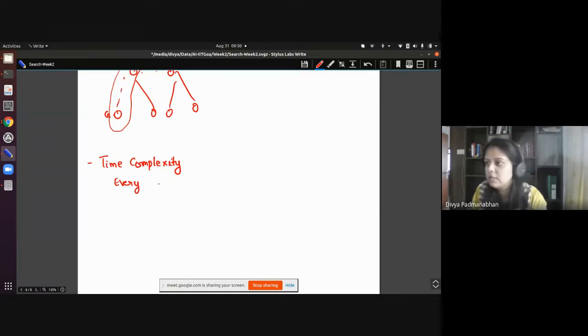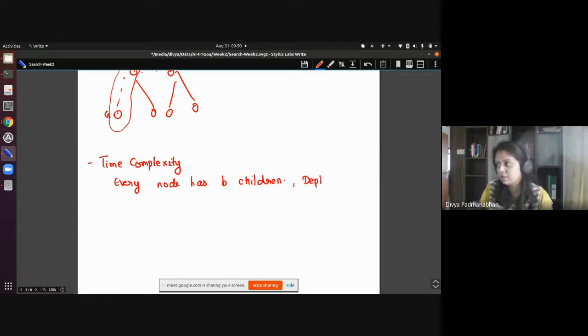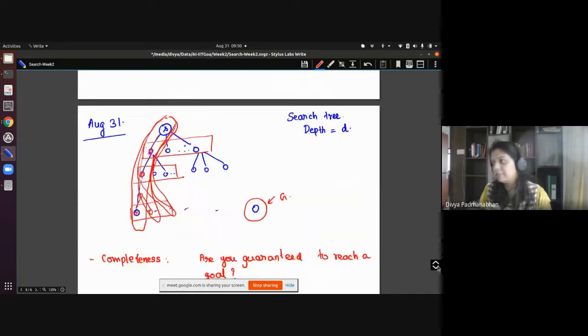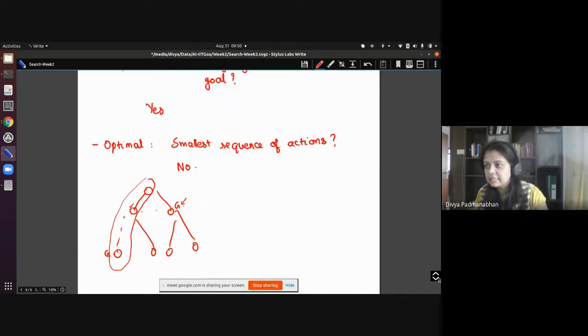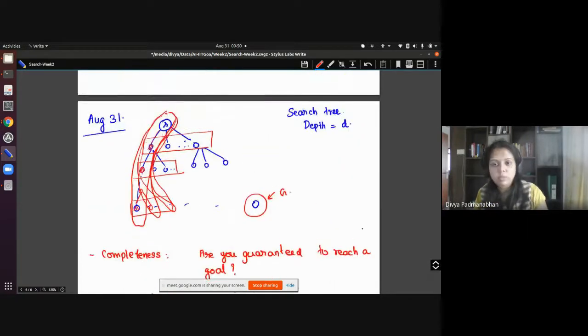So that's b. Every node has b children. And the depth of the tree is what did we say? It was d, right? So the depth of the tree is d. So then in that case, how many nodes would we explore?